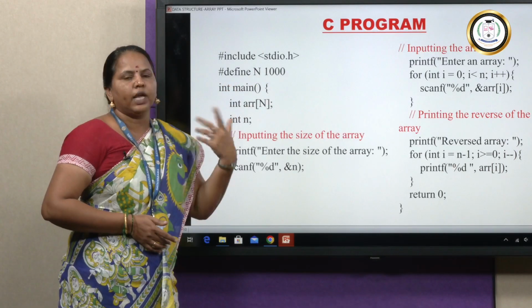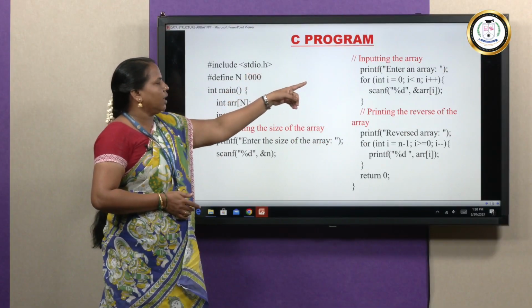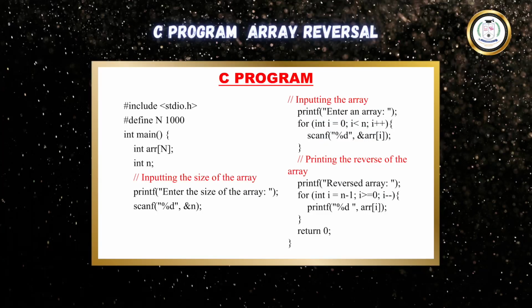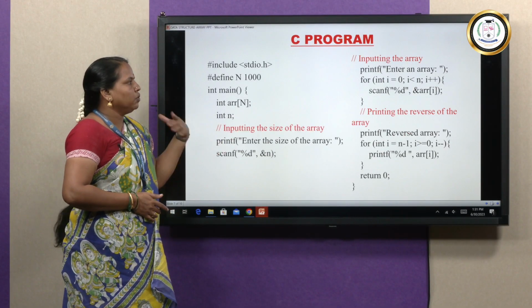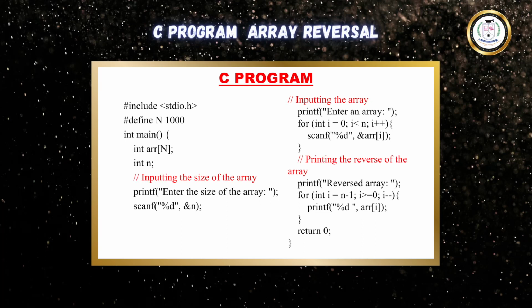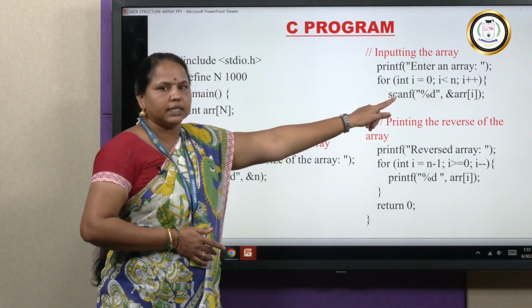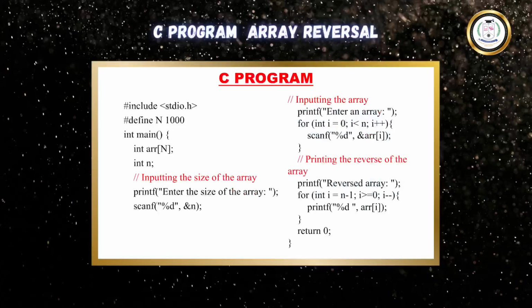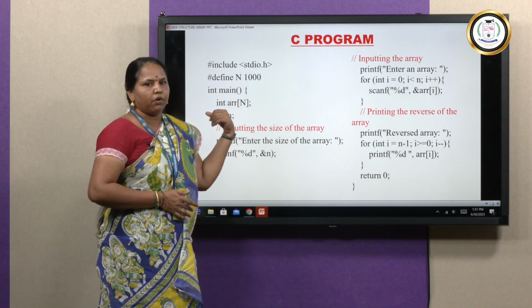And next we will be inputting the array. If 6 has been given, what are the 6 elements of the array? For this again I need to use the printf statement, which will display on the output screen: enter an array. So what do I have to enter? I have to enter 10, 20, 30, 40. For that I have to use a for loop, for i equal to 0, that is a[0] equals 10. So i equal to 0, i less than 6, and i plus plus. You need to increment the array position one by one. And I need to get this input into the array, using the address of a[i]. This is the actual process of getting the input for an array.